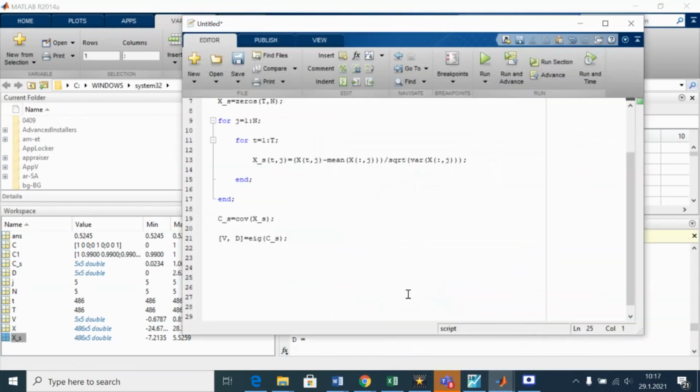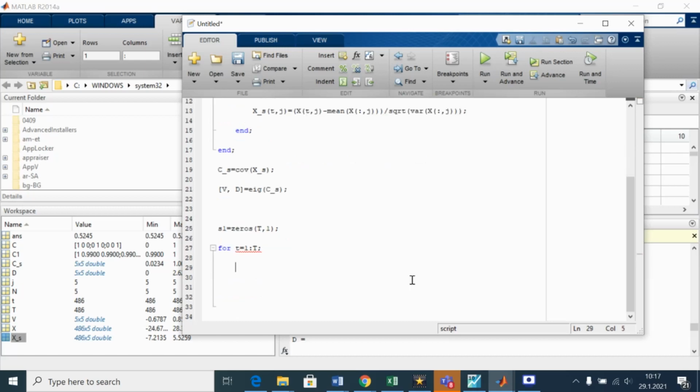Let us now do that. So we construct the corresponding time series for the first principal component, which is the dominant eigenvalue in our data set. Let's call it S1. Like in the lecture, it's a vector of zeros, which has the same dimension as our data series, capital T. So we do something on the time dimension. For t equal from 1 to capital T, what do we do? Our S1(t) should be what? We should multiply each row with this eigenvector.